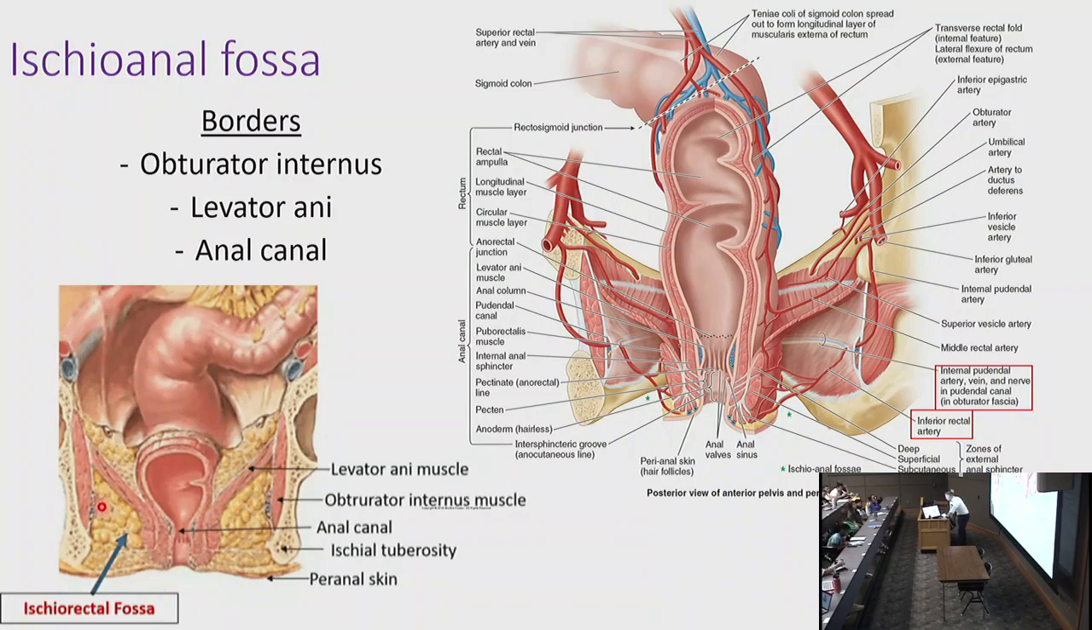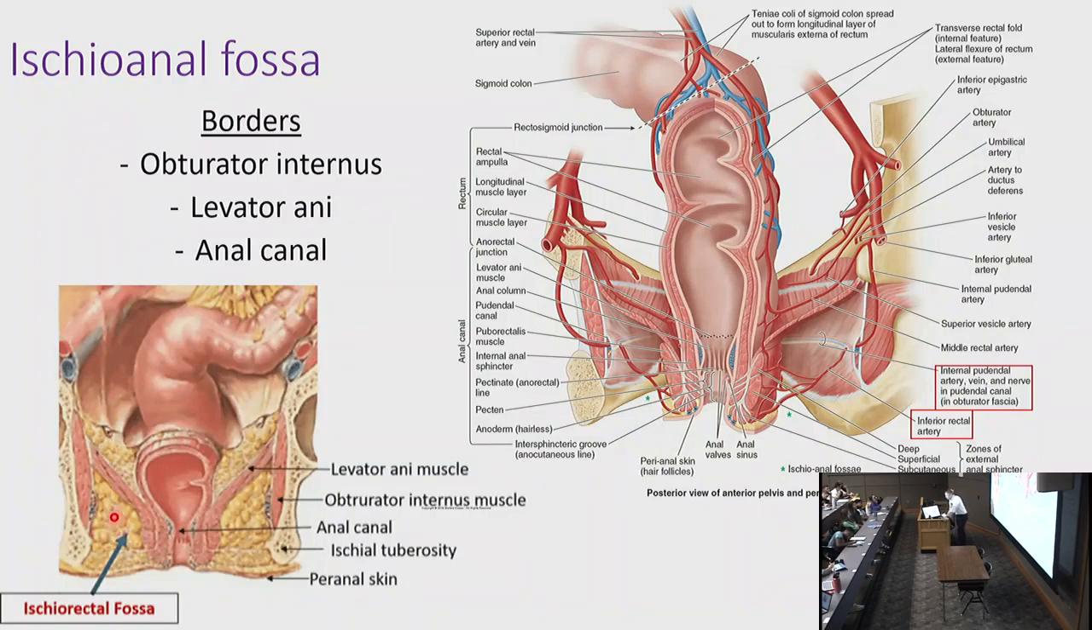And over here, we're going to talk about the borders. You have your obturator internus muscle. This is, again, cross-section, so that's what this muscle fiber group here is. And then you have your levator ani coming down as part of your pelvic diaphragm. And then you have your anal canal. And wrapped around the anal canal, you have your sphincters, your internal and external anal sphincters. So this region here is your ischioanal fossa. Now, when I think of the ischioanal fossa, I'm just like fat, because that's what's mostly in here.